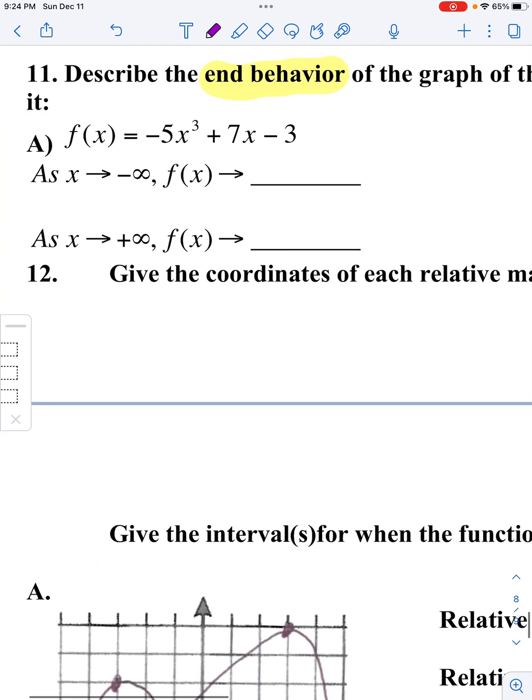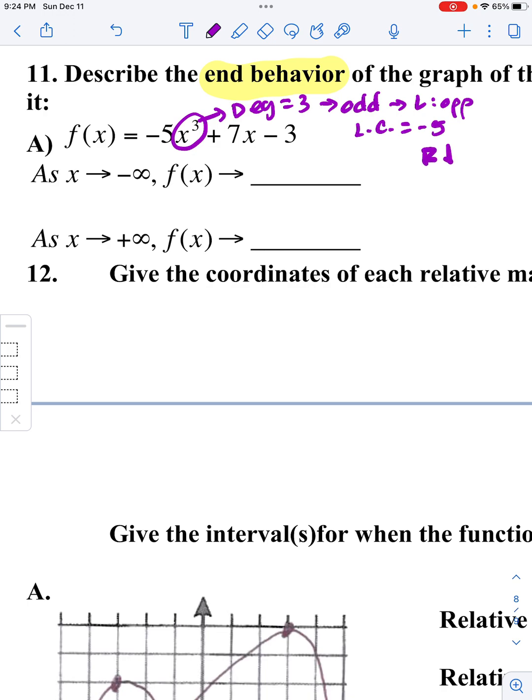So first of all, this is in standard form. This is my highest power. The degree is 3. That is odd. That tells me the left end will do the opposite of the right. So then I look at my leading coefficient, which is -5. The fact that it's negative tells me that the right end will go down. The leading coefficient always tells you what the right end is going to do. So if the right end is going to go down, and the left end is doing the opposite, it is going up.